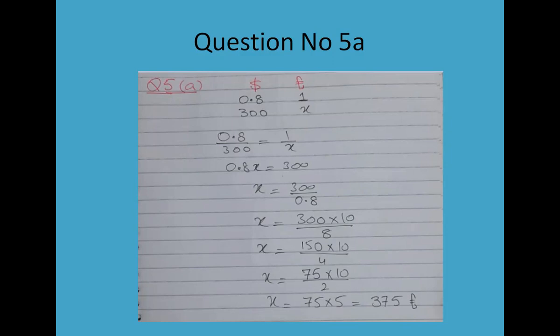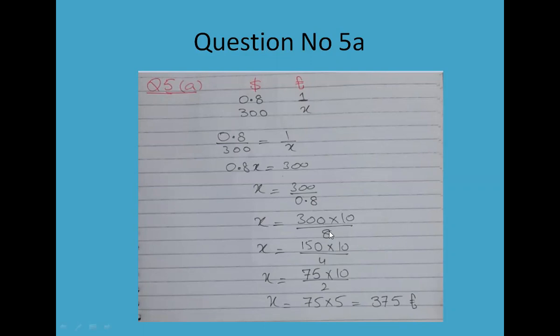So this 0.8, which is multiplying with the x, will go to the other side and it will divide. So you will have 300 divided by 0.8. So x will be equal to 300. I will remove the decimal in the denominator. Upstairs, after the decimal I have 1 digit, so upstairs I will write 10, and downstairs it will become 8.